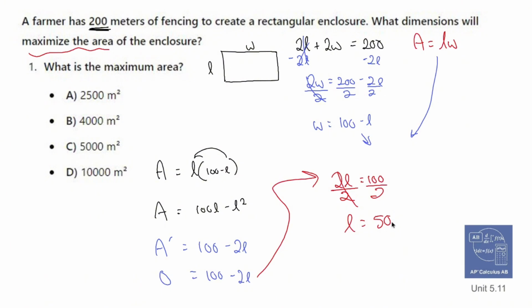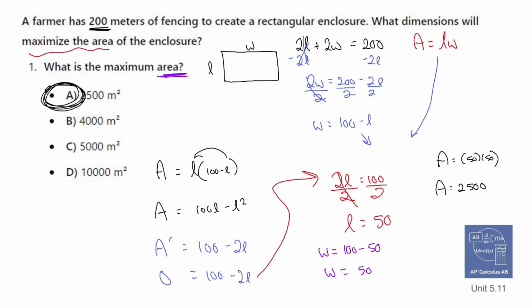Now, if the length is 50, I need to find the width. Up here, it says that the width is 100 minus L. So the width is going to be 100 minus 50. So the width is 50. My job is to maximize the area. Area is length times width. So area in this case is 50 times 50, which is 2,500. So it's going to be A equals 2,500.